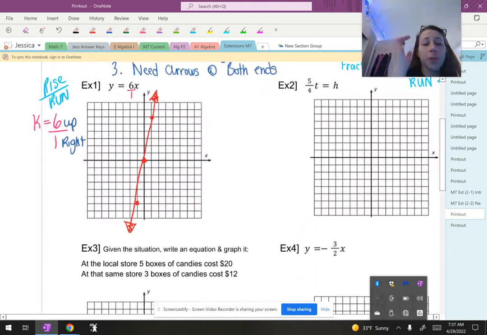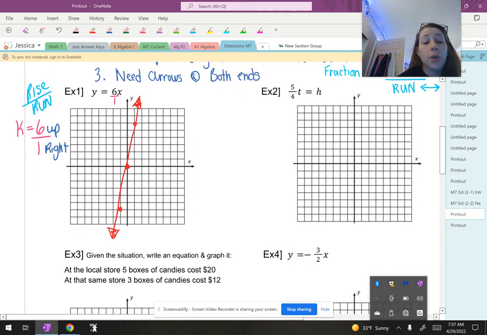And there is your equation of y equals 6x. Notice I've got my arrows at both ends. I took up that entire grid, used a ruler. And yeah, that's it. That's all.